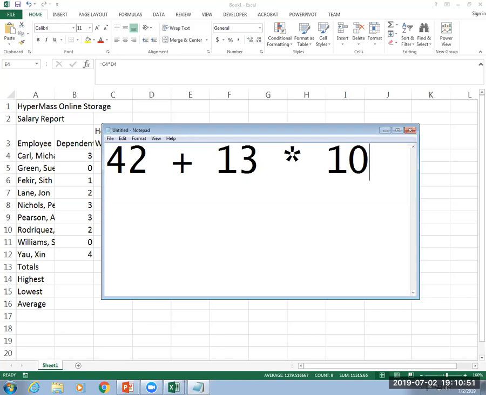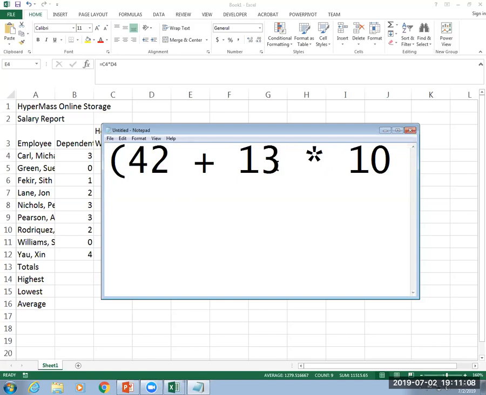So the order of operations is really, really important. And if what I really wanted was to get 550, I would need to tell Excel that that's how I wanted to do it. The way that I would do that is I would surround 42 and 13 with parentheses. If there are parentheses, those calculations happen before other calculations happen.